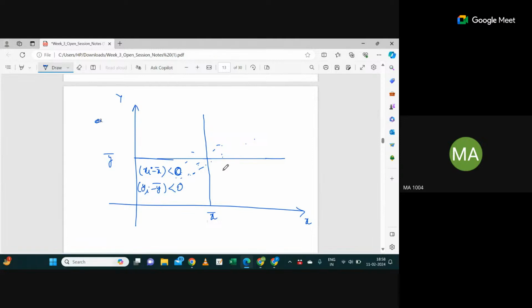What about this coordinate? Xi minus x bar is positive, greater than 0. Yi minus y bar is less than 0. What about this one? Both are greater than 0. And what about this? X is less than 0 and the other one is greater than 0.